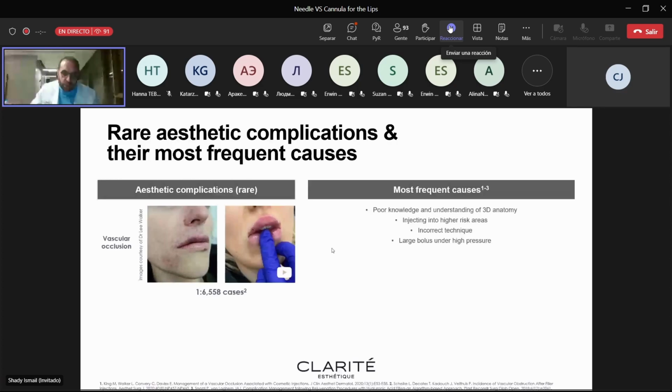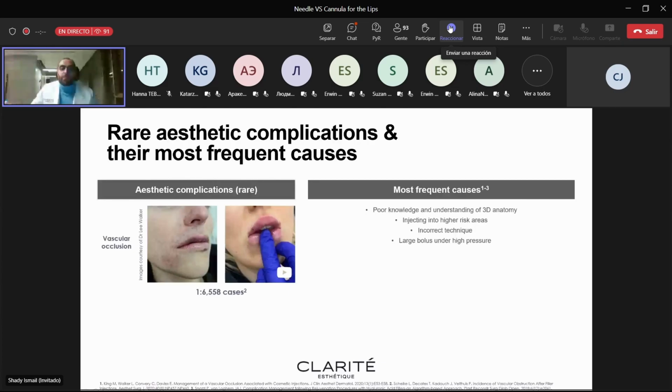I'm sorry, I'm going to go back here a little bit. Those complications need time and proper medication. A vascular complication needs immediate intervention, like injecting hyaluronidase and aspirin, and we need to do hot, warm foment, and massage, and follow up with the patient. Never run away from a vascular occlusion. Diagnose it quickly and treat it, and you have to have hyaluronidase.